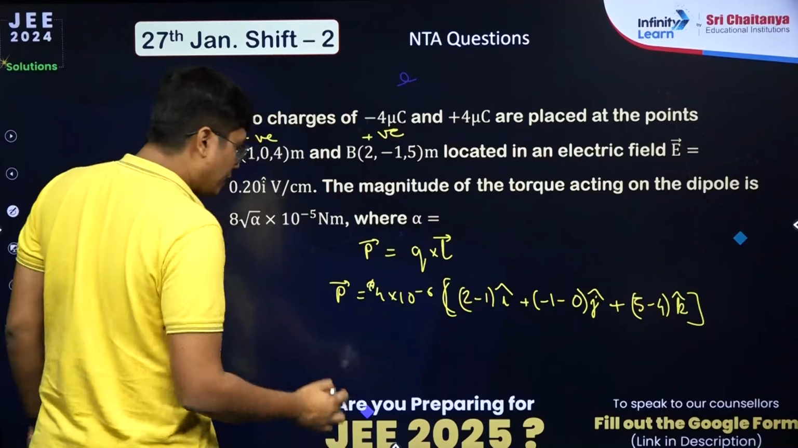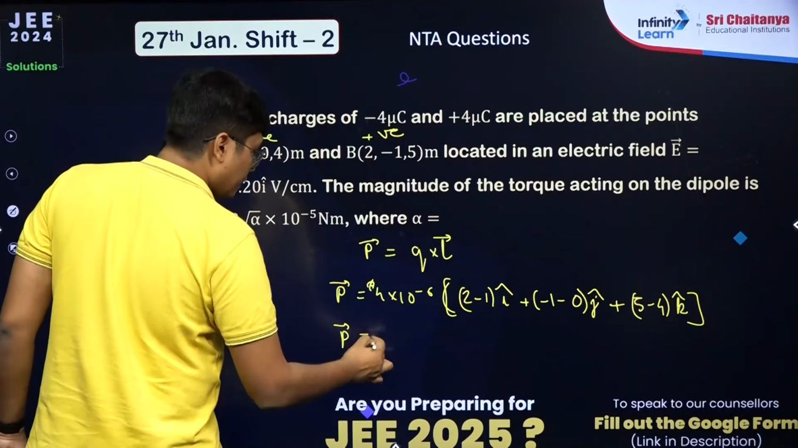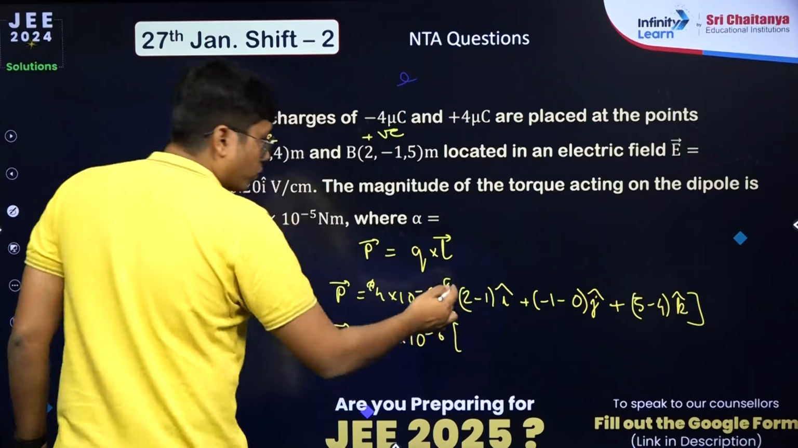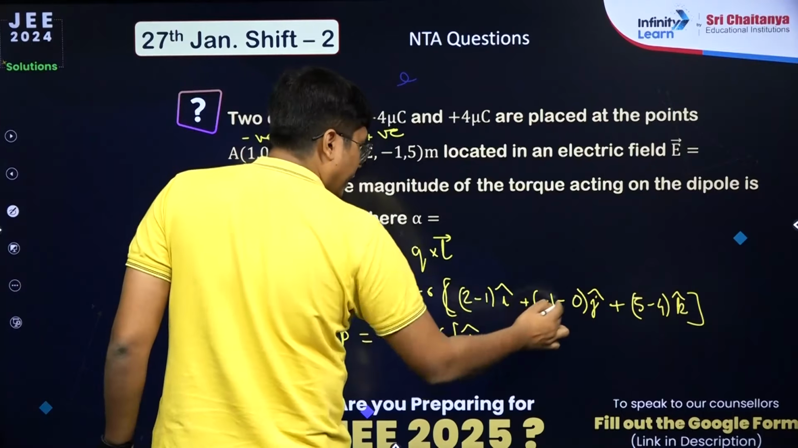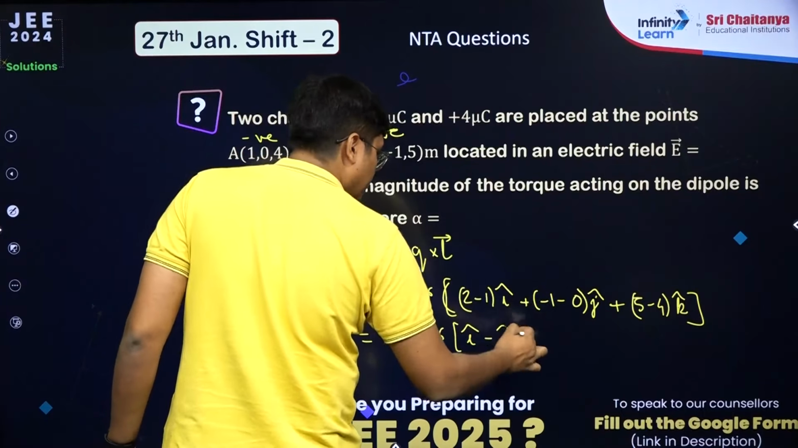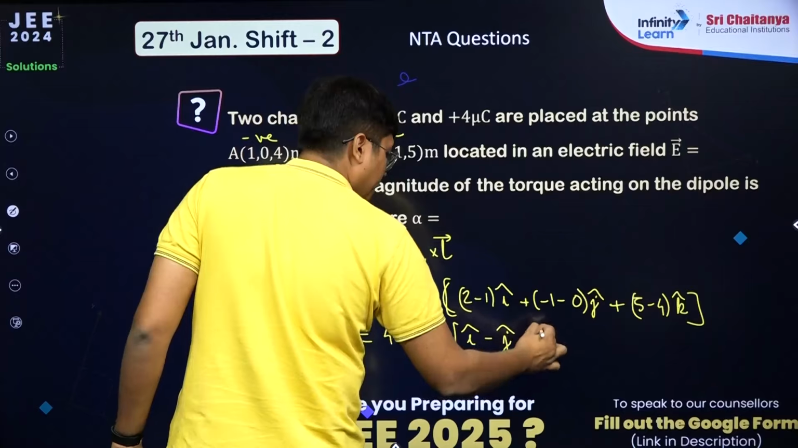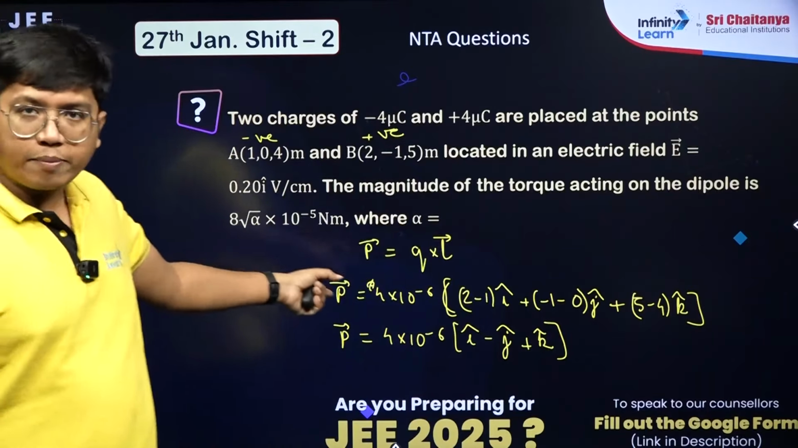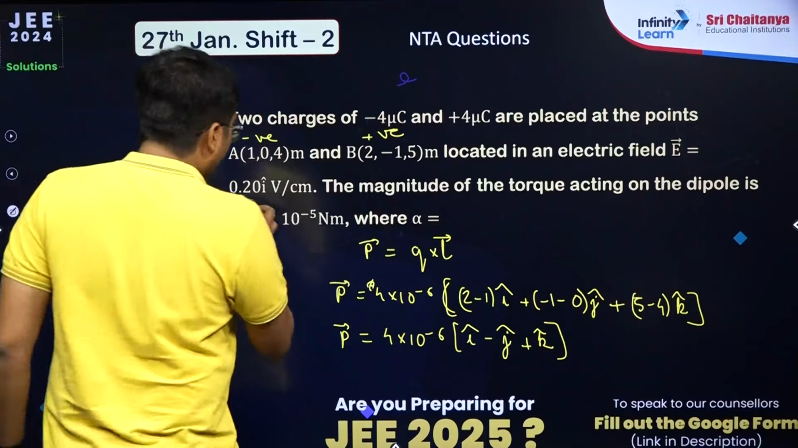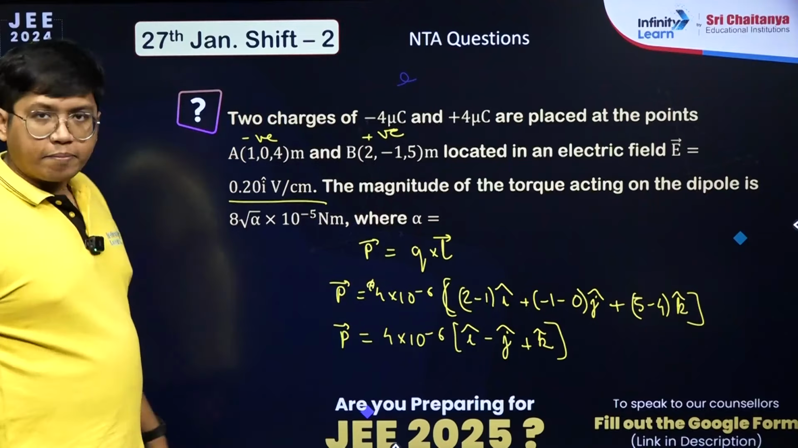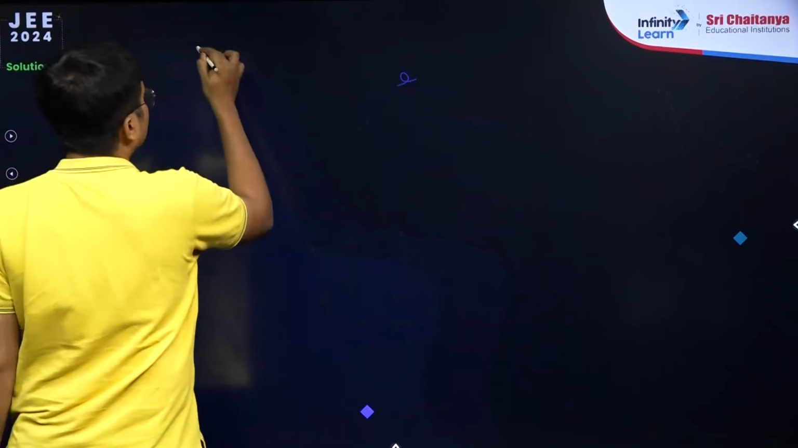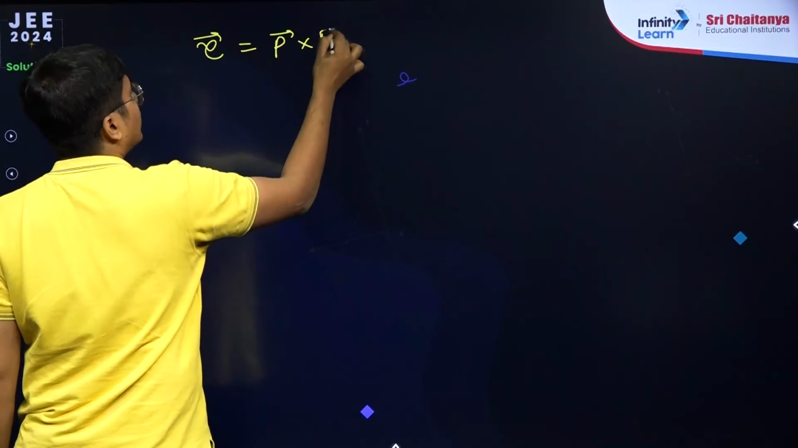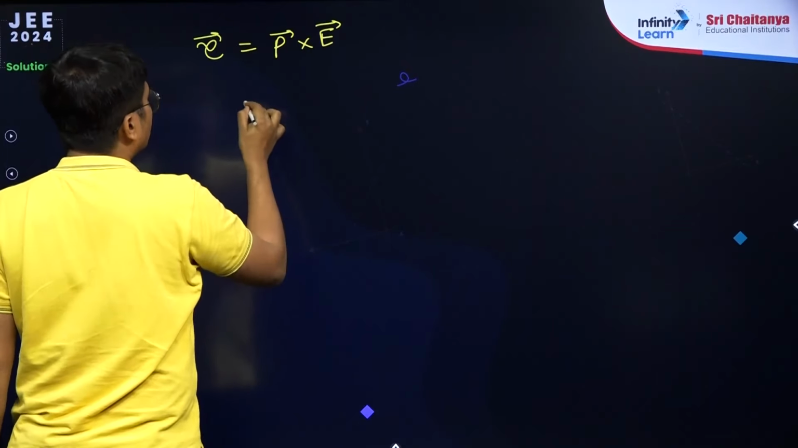So what do we get as a result? We get P vector is 4 into 10 to the power minus 6 into I cap minus j cap plus k cap. That is your dipole moment vector. Your electric field vector is also given as 0.2 I cap, and we know torque as a vector is P vector cross E vector. So let's do the cross product of that.